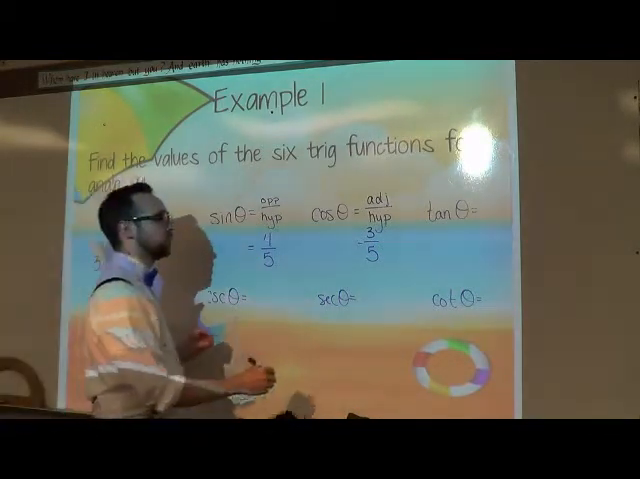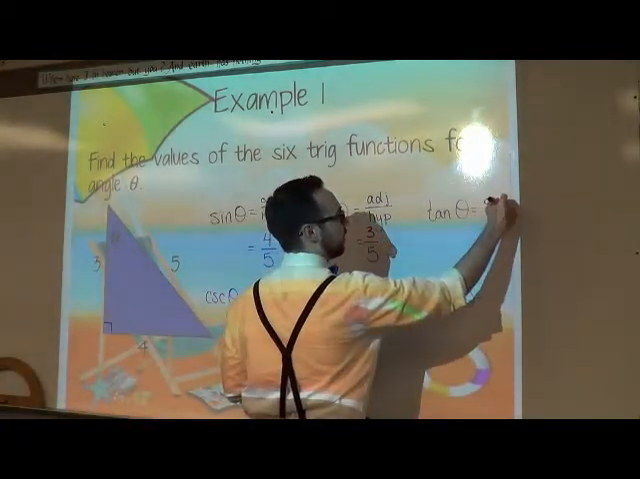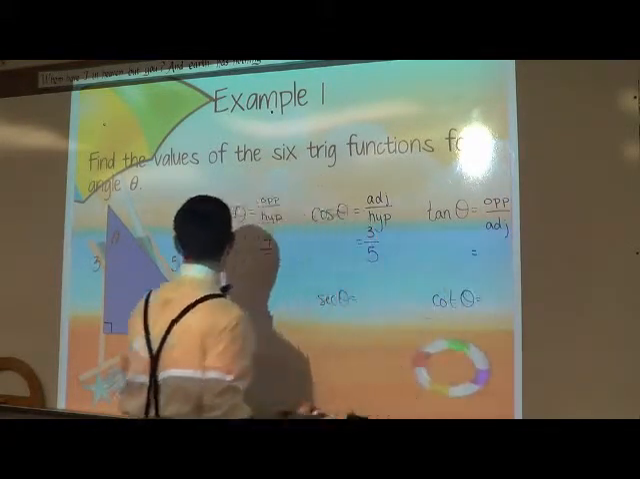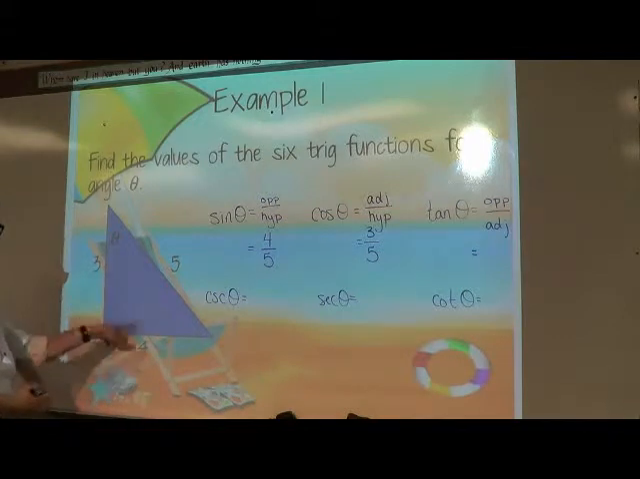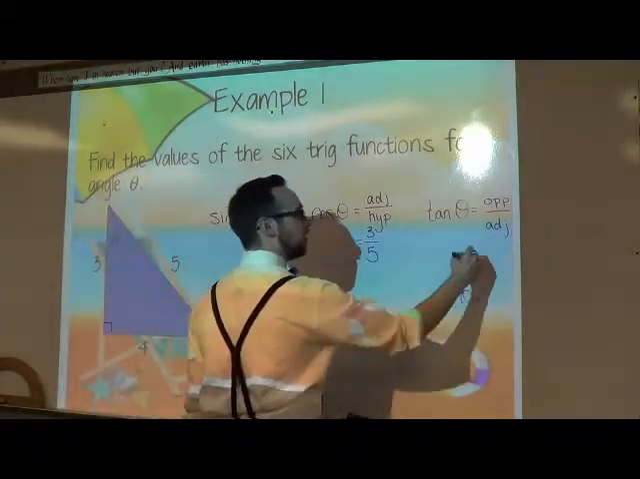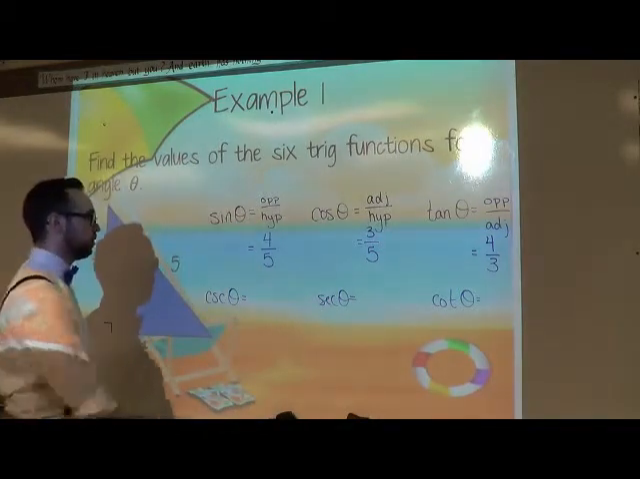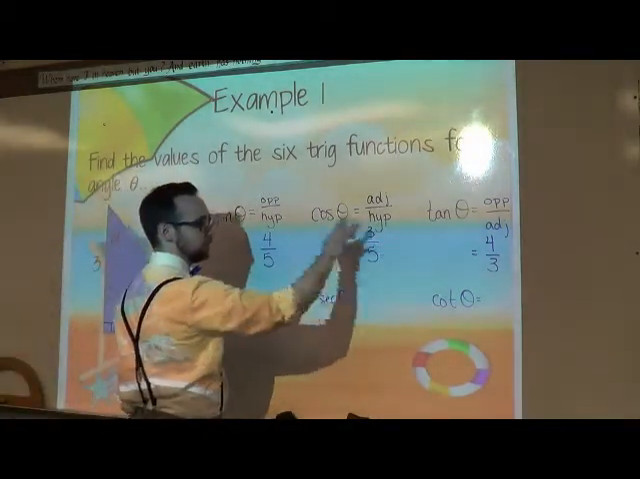And then tangent is always the opposite over adjacent. So that would be the opposite, which is 4, over the adjacent, which is 3. So it's 4 over 3. So those are my 3 base trig functions.